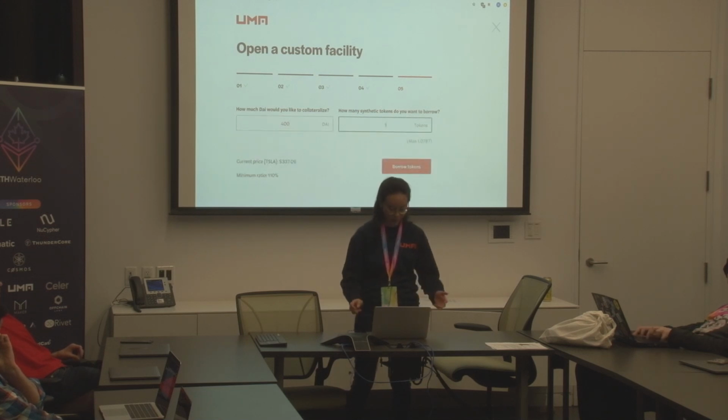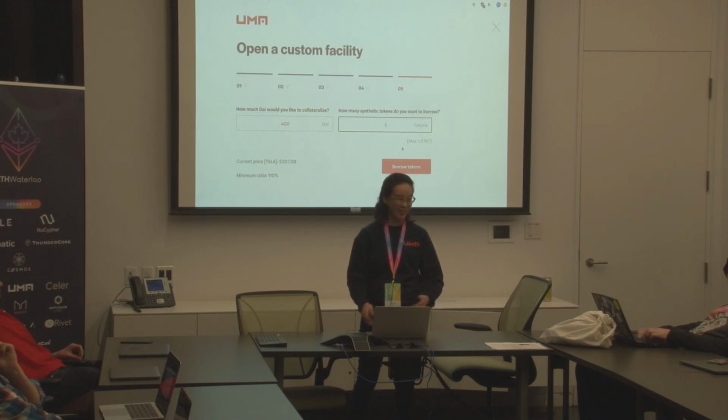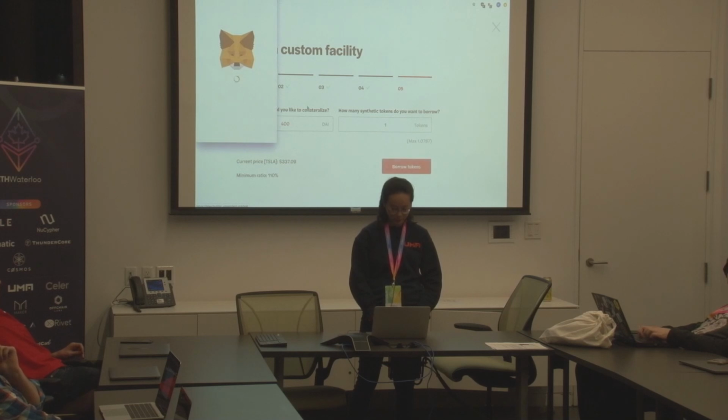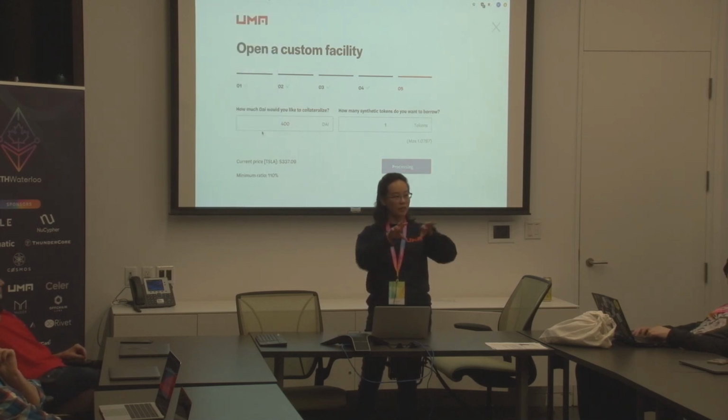And I'm going to create one token, right? And you can see it's already doing that calculation for me. It's saying that I could do only up to 1.07. So let's do that. And now in this transaction, what I've done is I've put collateral into my facility, and I'm borrowing one token from it, okay?